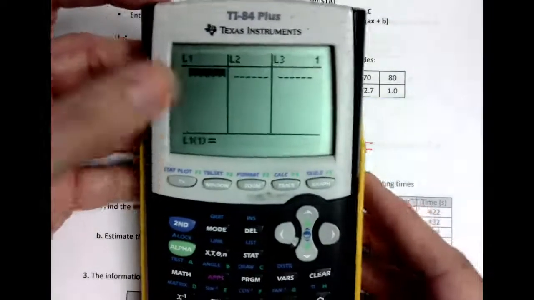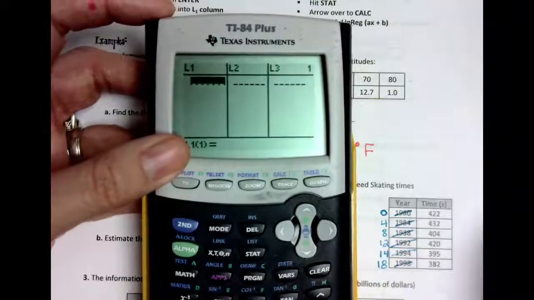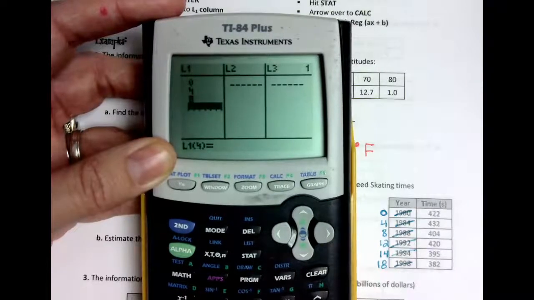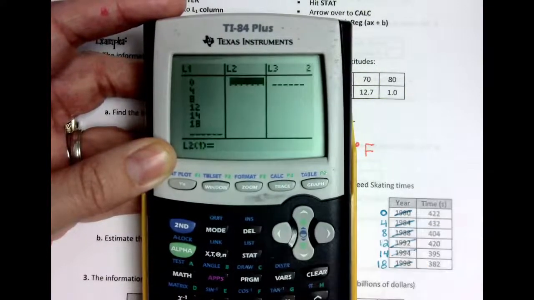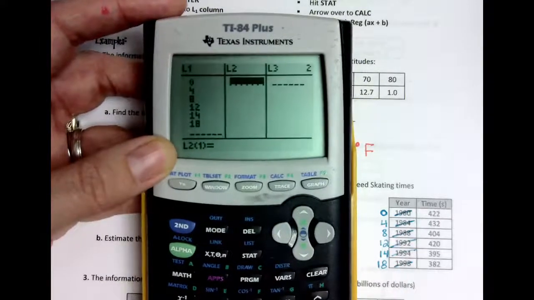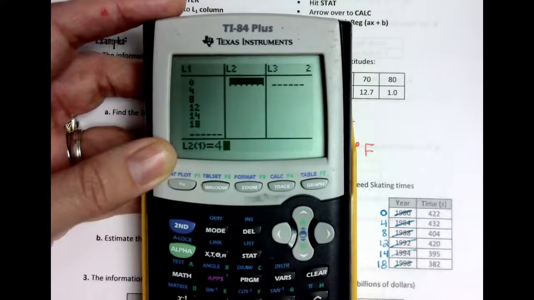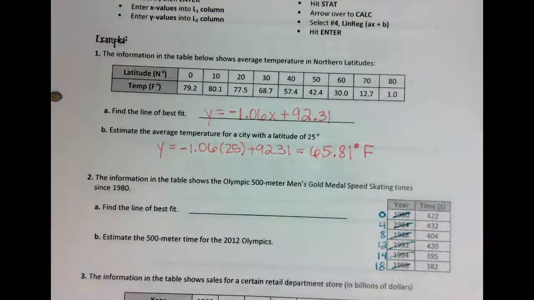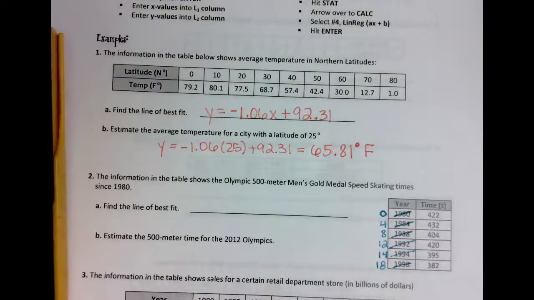Okay, what am I putting under L1? Good. So 0, 4, 8, 12, 14, and 18. And then under L2, I'm putting in my numbers of times. Times what? That Olympic 500-meter men's gold medal speed skating.